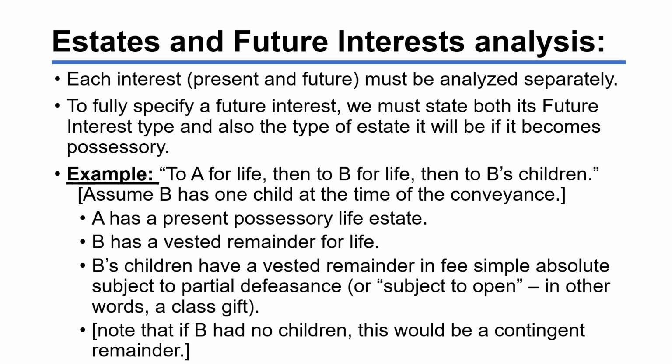Now you'll notice that if B didn't have any children when this gift was given, when the conveyance was made, then this wouldn't be a vested remainder subject to defeasance at all. It would be a contingent remainder because there would be no ascertainable takers of it if B didn't have any children yet. But because B has a child, it's a vested remainder subject to partial defeasance or subject to open.